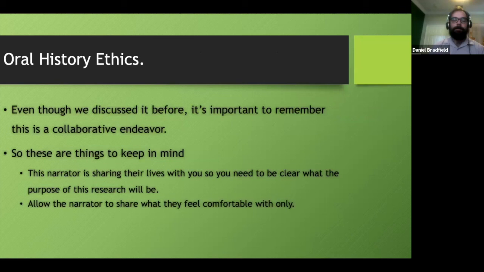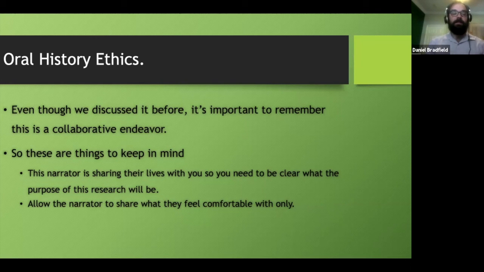All right. So we talk about questions throughout the entire thing. This is a collaborative endeavor. Like we talked about with displays as well, it's important to be clear with the person who's sharing their oral history with you what the purpose of the research will be. So if your idea is that we're going to use this in an exhibit, it's great to clearly explain this is the exhibit that we're planning on using this oral history for.